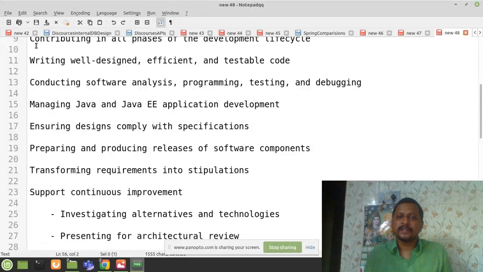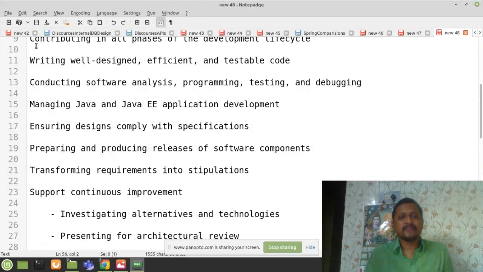Preparing and producing the releasing of the software components. He must prepare and produce releasing of software components. It means at the time of releasing any software component, he must be able to prepare any documentation, or any producing releasing versions or releasing JAR files. He must be able to provide for the release process.